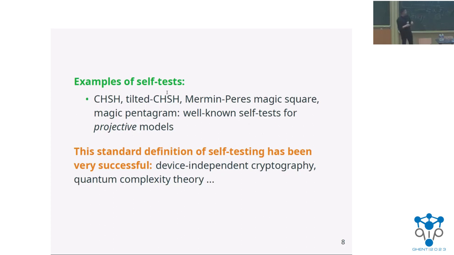This standard definition and these applications of these examples have been very successful in different areas of quantum information. For example, in quantum cryptography, self-testing has been used as a device-independent protocol to verify that a device can produce a desired entangled state or perform commanded measurements. In quantum complexity theory, self-testing has been used against dishonest provers. Self-testing is also key to the recent breakthrough MIP* equals RE, which has resolved Connes' embedding problem, one of the biggest problems in operator algebras. However, despite all those achievements, there are still some technical issues and subtle mathematical problems around the standard definition.